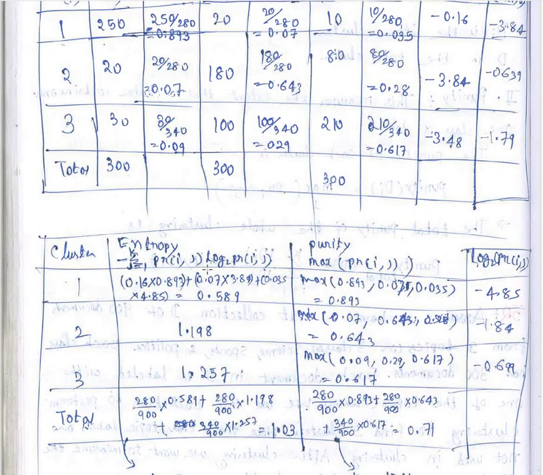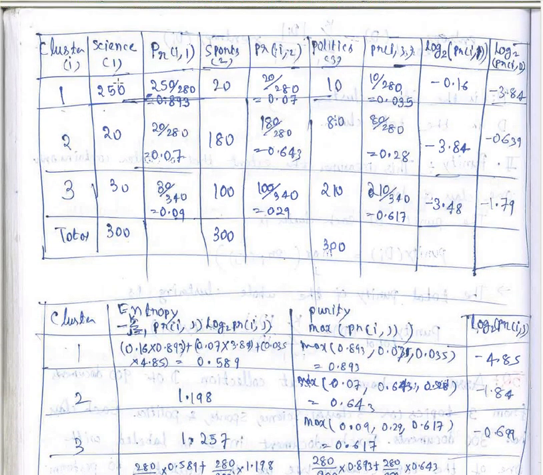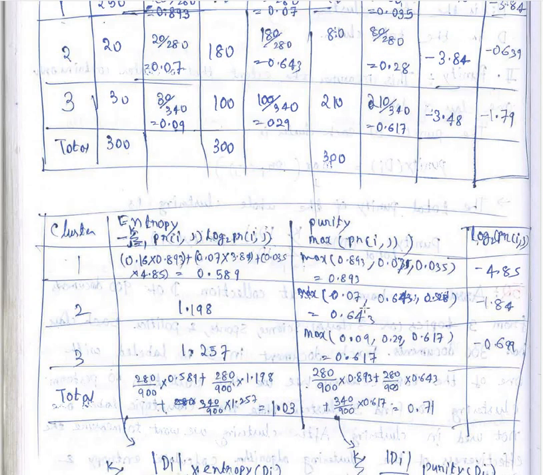Entropy is minus sigma Pr of i comma j log base 2 Pr of i comma j. So it is minus 0.16 into 0.893, plus minus 3.84 into 0.07, plus minus 4.85 into this value. So we have the entropy values.